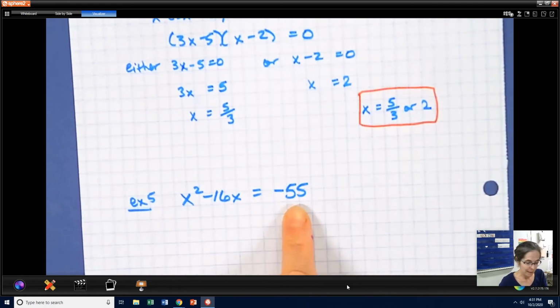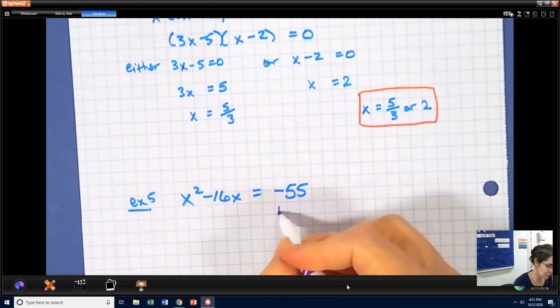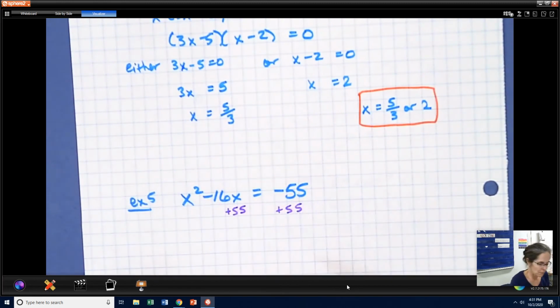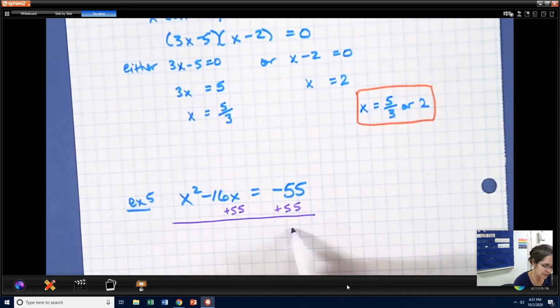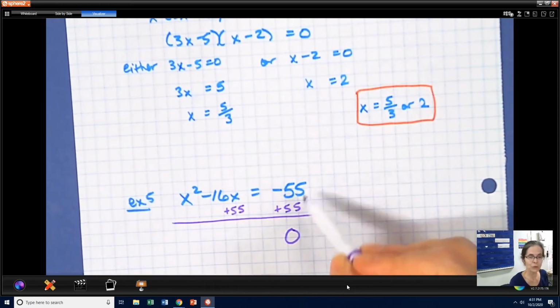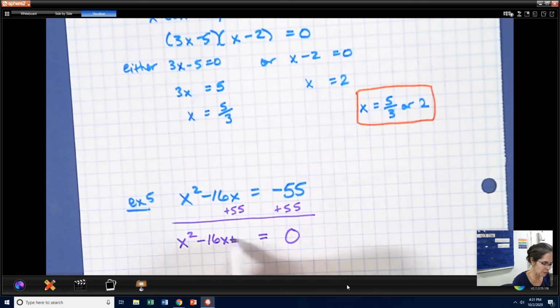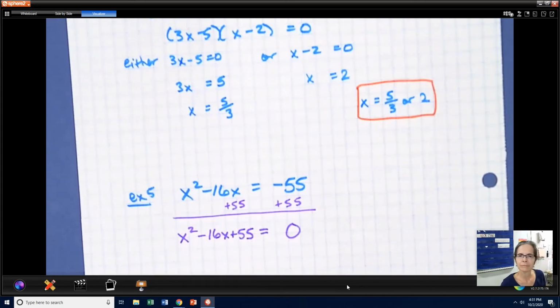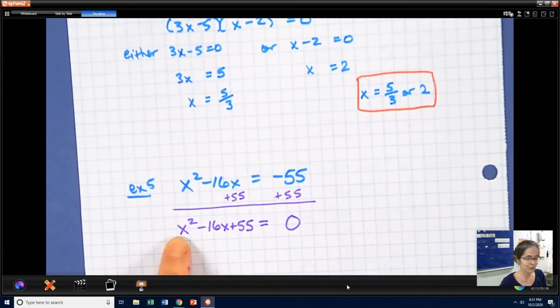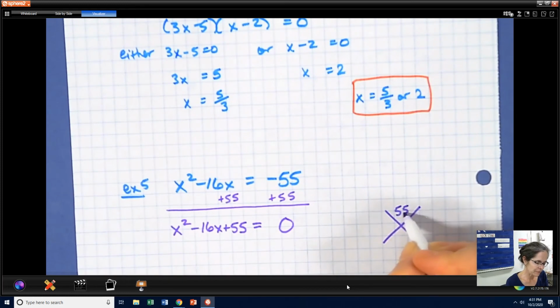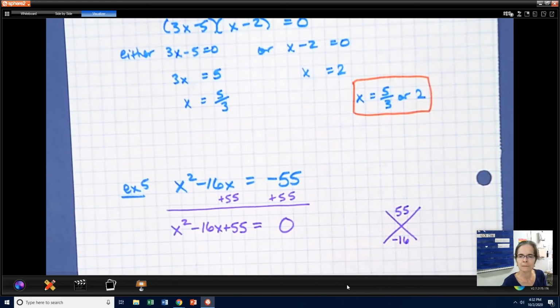In order to do that, I'm going to have to do the inverse. I'm going to have to add 55 to both sides so that on the right-hand side, I have a 0, because those are additive inverses. Now I have an equation that looks like the ones we've been doing. And luckily, the leading coefficient is a 1, so it's not one of those harder problems, but I'm still thinking X game. I'm looking for factors of 55 that add up to negative 16.